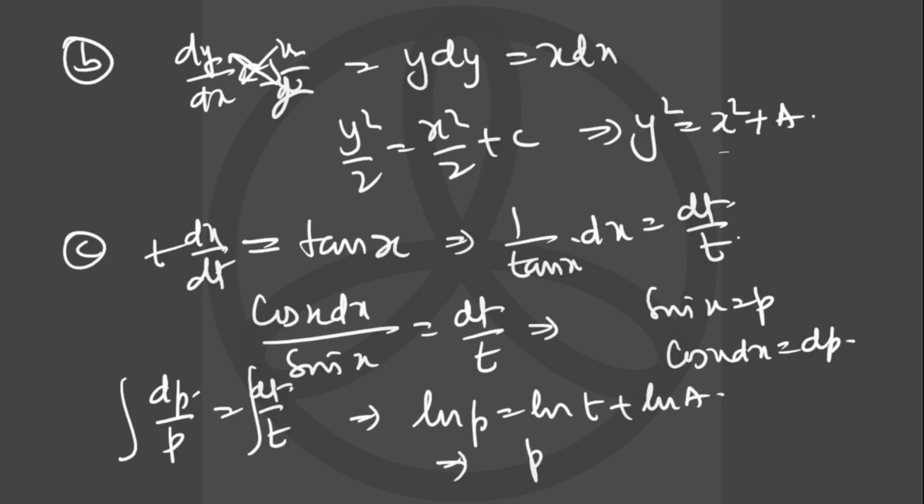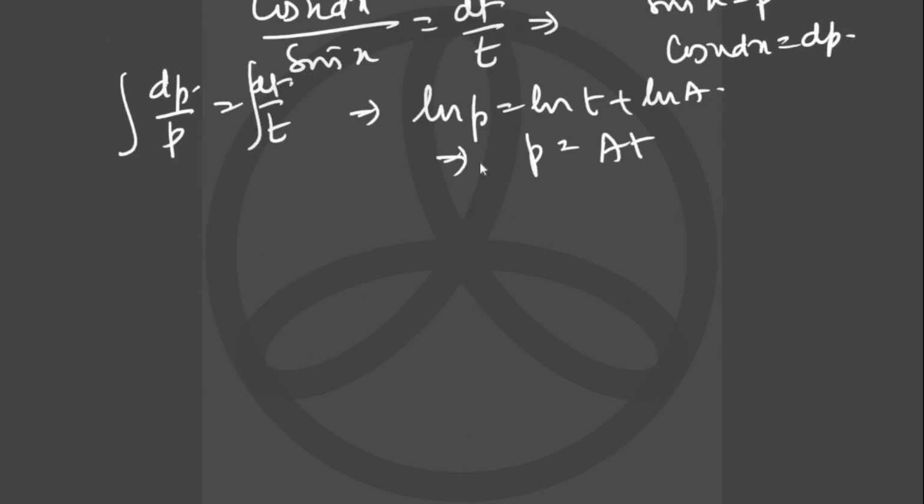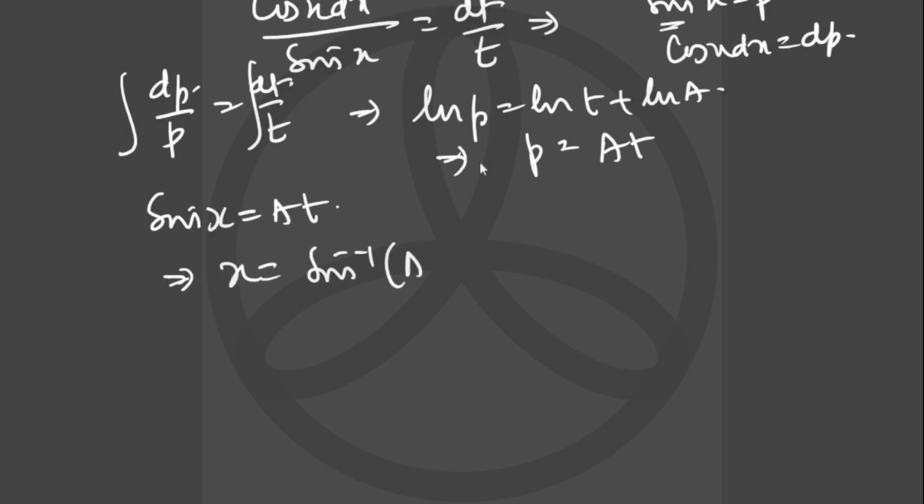Or we can write p = at, where a is nothing but the constant of integration, and ln a is also a constant of integration. And p we had assumed what? sin x. So we will have sin x = at, or x = sin inverse of at, you can write. Now a is any constant. You can denote it by any alphabet you choose, whatever you choose, you can do that.